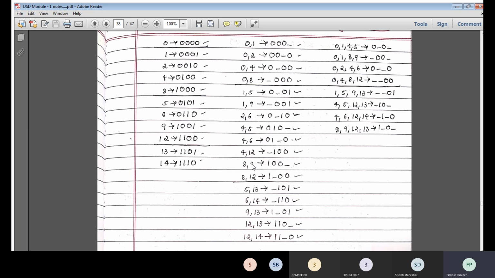So 8, 9, it is at the last position. Here it is the last position. So what is it? 8, 9 is 1, 0, 0 dash. 12, 13 is what? 1, 1, 0 dash. So what is it? 1 dash 0 dash. So 1 dash 0 dash like this. Understood?